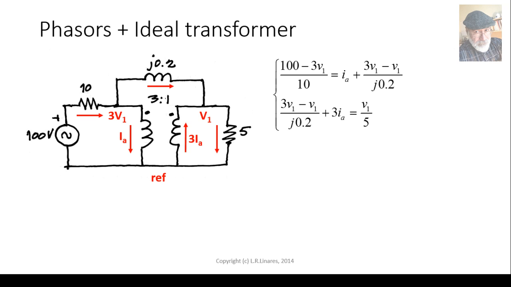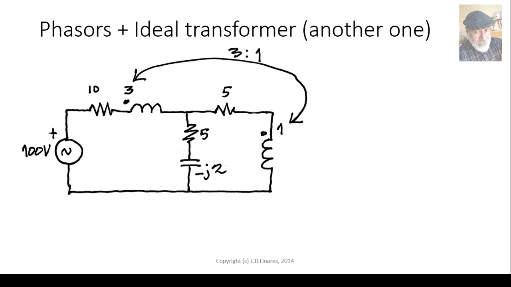2 equations, 2 unknowns, V1 and I_A. Solve them, and we get that V1 is 1.5 volts with 86 degrees, and that the current is 5 amps with 180 degrees. That is the solution.